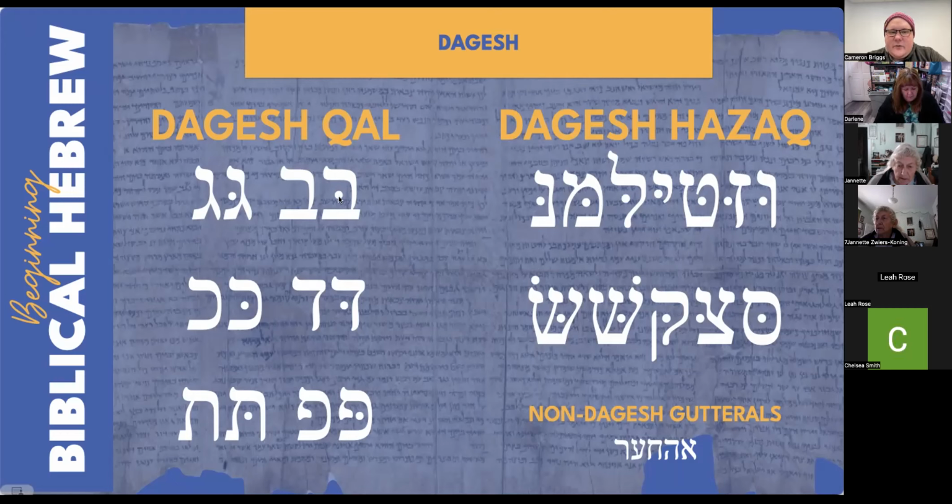A Dagesh Kal will actually change the sound of its consonant, whereas the Dagesh Chazak doubles the consonant's value. So, for example, here we have a Samech. The Samech produces a double S sound if it has that middle dot, or like the Mem up here. If the Mem has a middle dot, a Dagesh Chazak, it will be a double M sound. Whereas the Dagesh Kal letters are referred to as the Beged Kefit because it's that acronym: B, G, D, K, F, T.